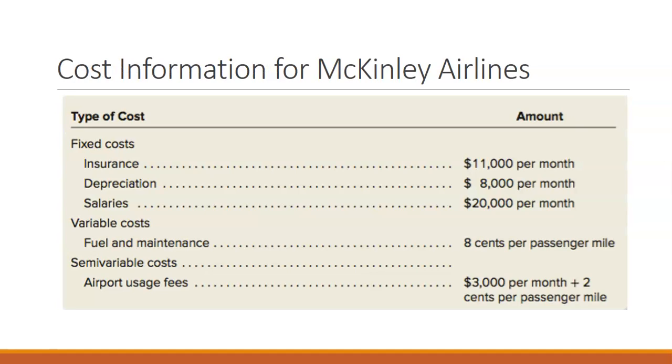Okay, so we have all of this information about our company. We have fixed costs of insurance $11,000 per month, depreciation $8,000 per month, and salaries of $20,000 per month. Our variable cost is 8 cents per passenger mile for fuel and maintenance. And then our semi-variable costs, or mixed costs, we have airport usage fees. We pay $3,000 per month, and then we pay 2 cents per passenger mile.